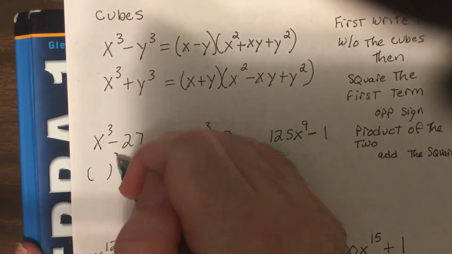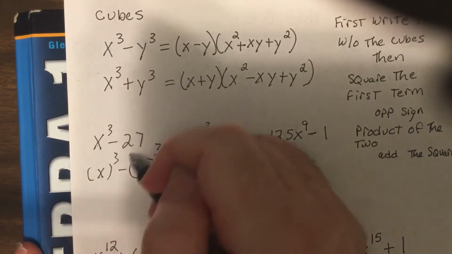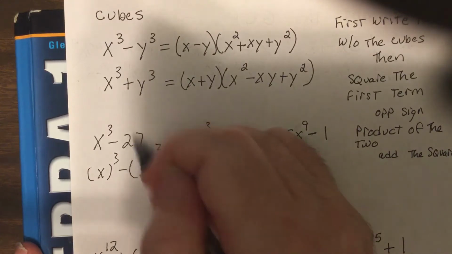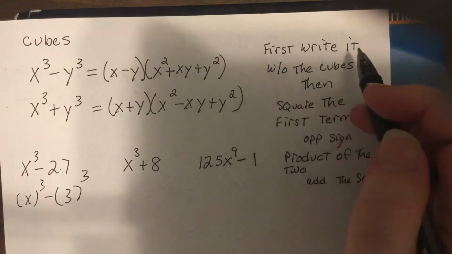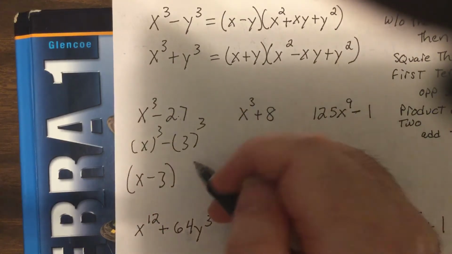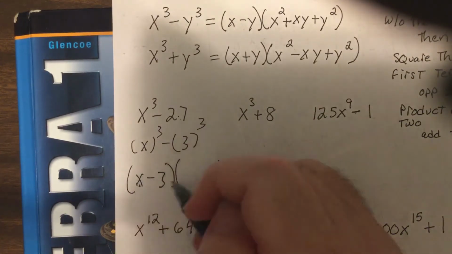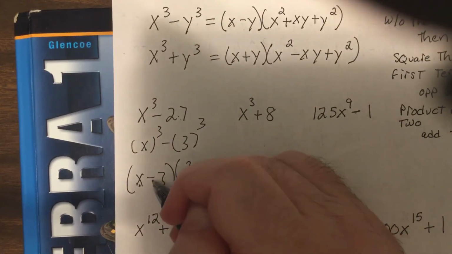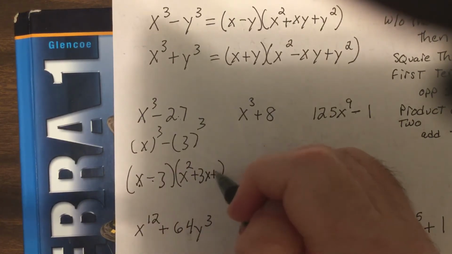First, let's write it without the cubes here, right? What are you cubing? Well, I'm cubing x, and 3 cubed is 27. You really should remember your cubes, 1 to 5. So then it's first, write it without the cubes. Just get rid of the cubes, just hide them. Then square the first term of what you just wrote. Opposite sign. Product of the two. Add the square. So you square this term and put it there.